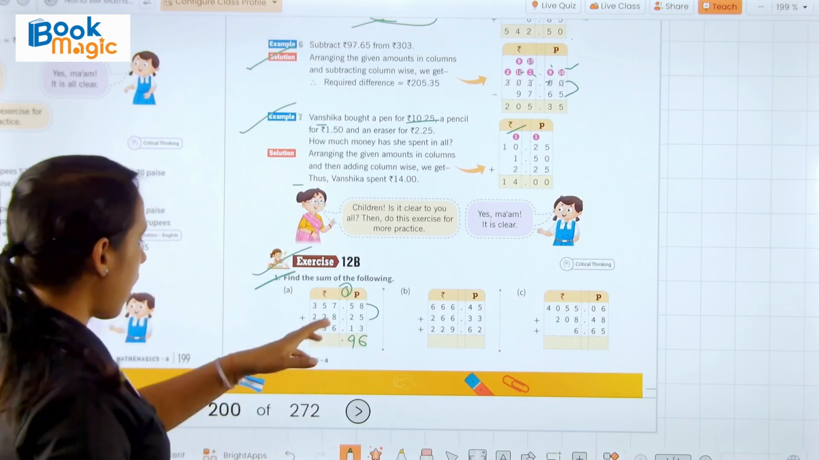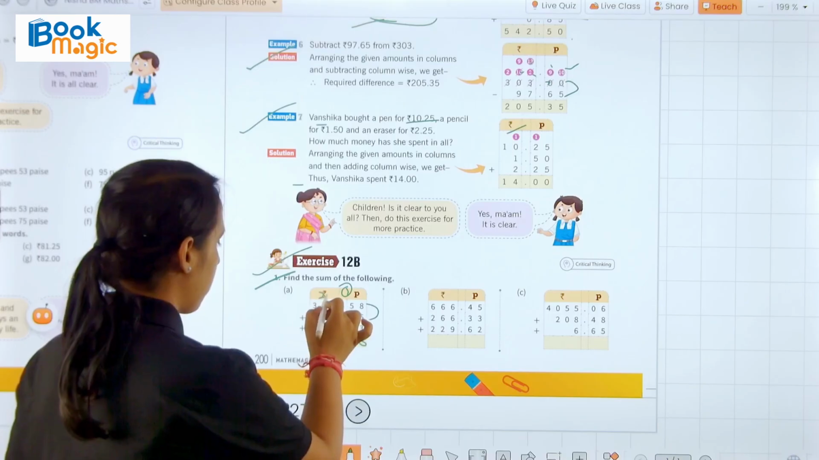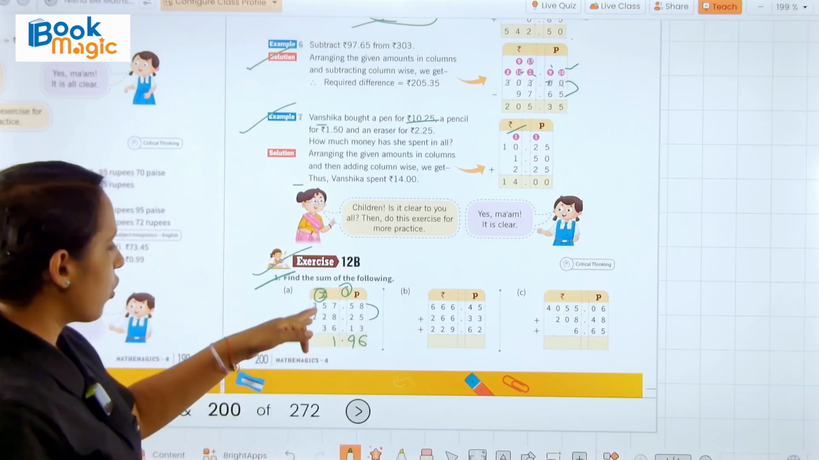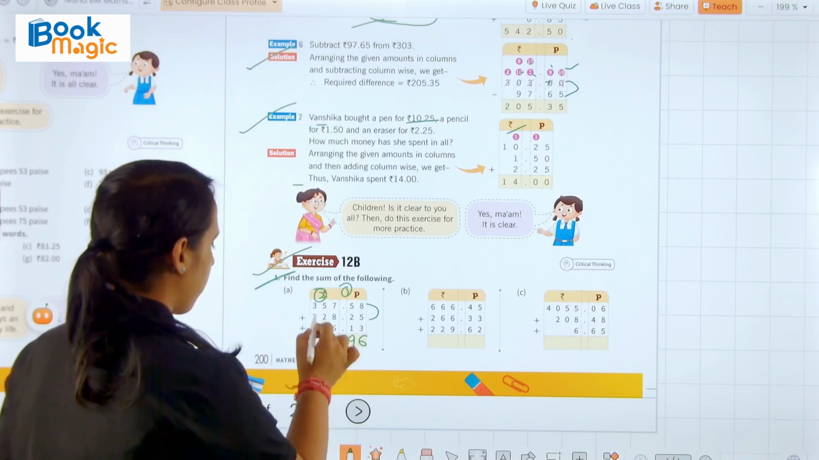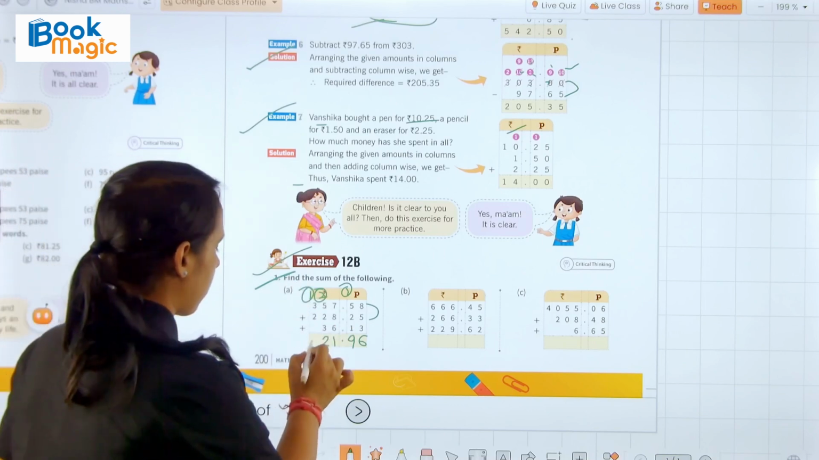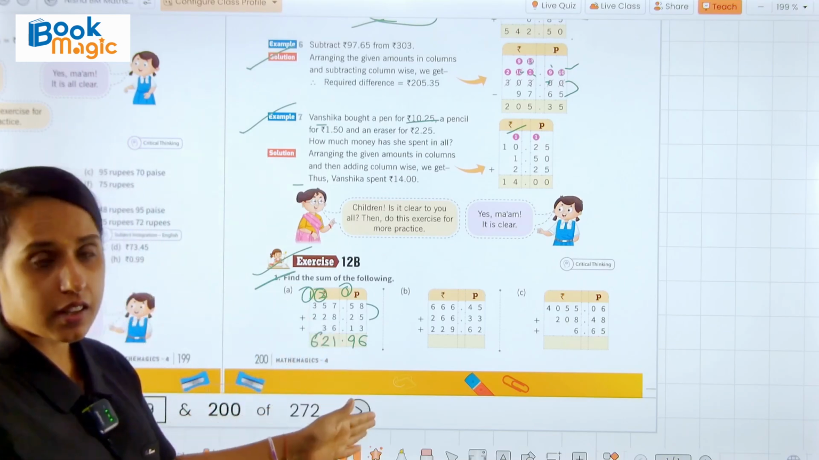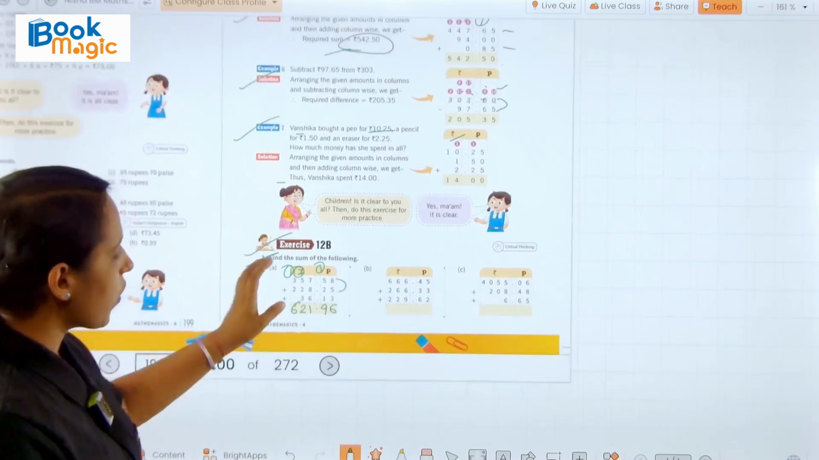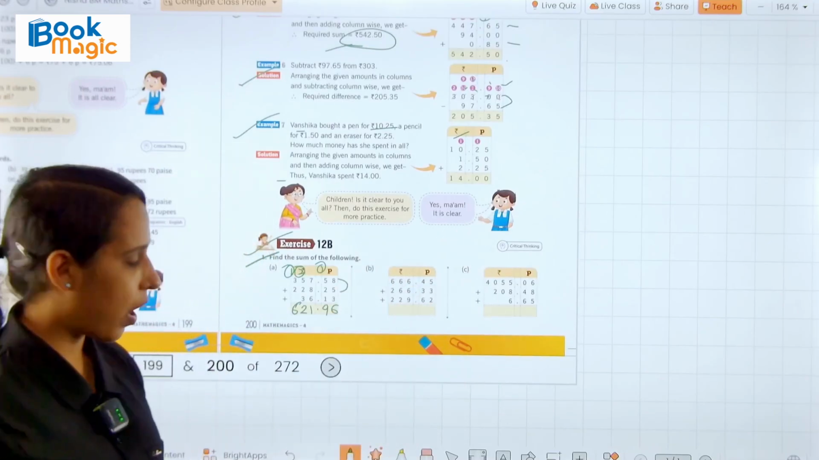Okay, now 7, 8, 15, 15 and 6 is 21. 1 will be here, 2 will be here. 2, 5, 7, 7, 2, 9, 9, 3, 12. 1 carry over here, then 3, 1, 4, 4, 2, 6. So here we have the answer 621 rupees and 96 paise. Okay, so in this manner you can also add the rest of the parts of this question.